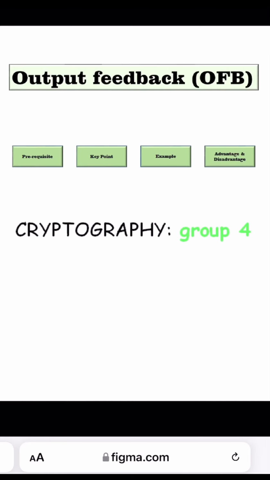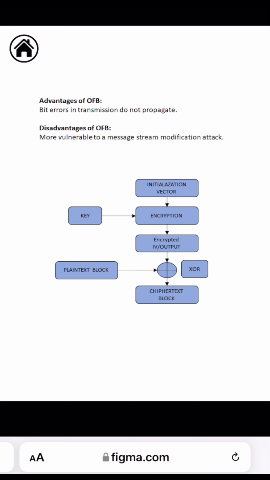Now we are going to look at the advantage of OFB. Bit errors in the transmission do not propagate. A disadvantage of OFB is that it is more vulnerable to message stream modification attacks.